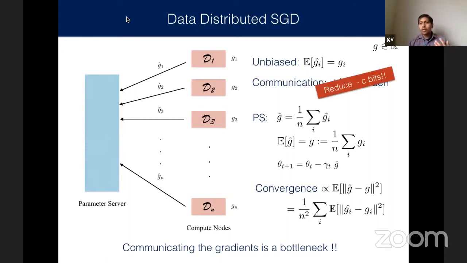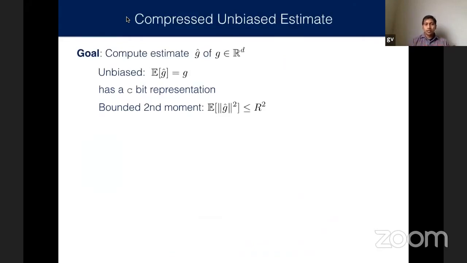So the goal that we want to achieve today is to reduce this communication cost to a given budget of C bits per local machine. With respect to this budget, we want to understand what is the best convergence that we can obtain. To rephrase the problem, the goal here is to compute an unbiased estimate of a gradient that lies in a really high dimensional real space, that has only C bits of representation and also has a bounded second moment. So this is the problem setting.